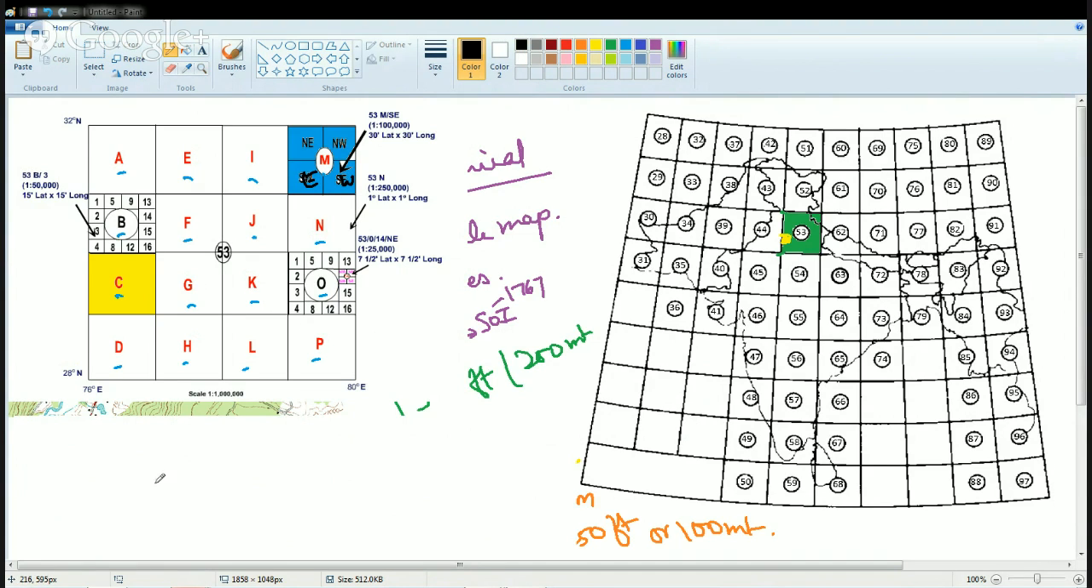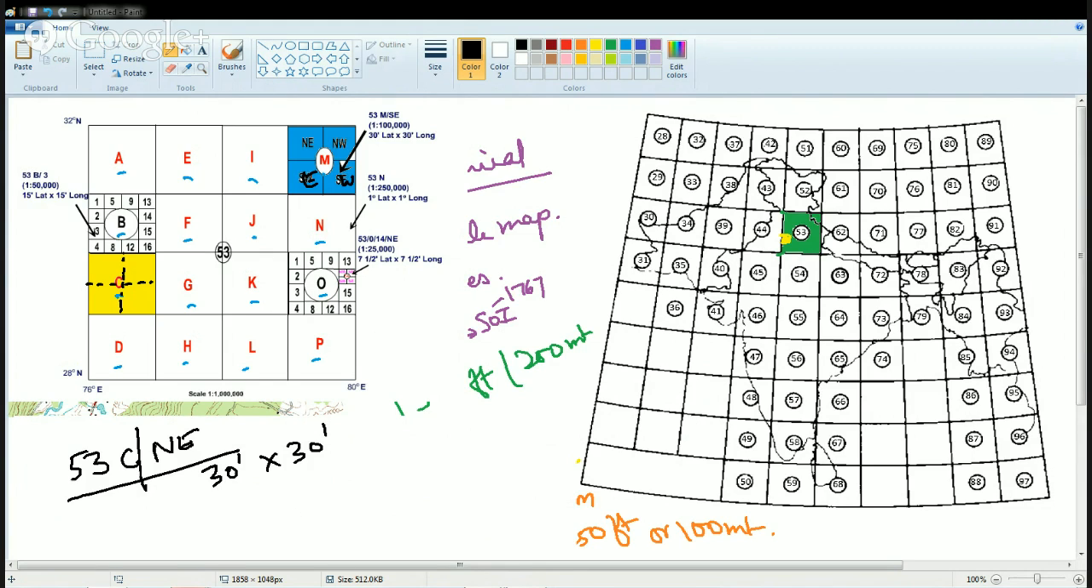If I further divide, let's take the example of C only, into 4 parts, it would become the half-inch sheet, and I can say it is 53C northeast. If I want to explain it that way, that would be the half-inch sheet. So this half-inch sheet would be 30 minutes latitude by 30 minutes longitude.